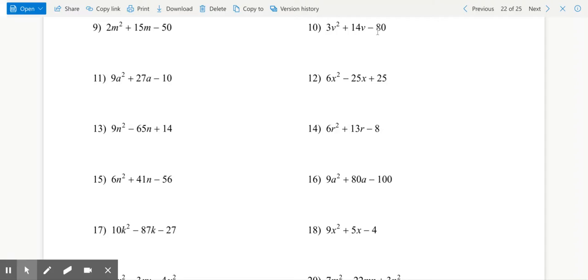And the nice thing about factoring out the greatest common factor is that it leaves you with a simpler problem. It's really nice when you can factor out a greatest common factor because it leaves you with smaller numbers to deal with, and it's very helpful. So you always want to do that first.